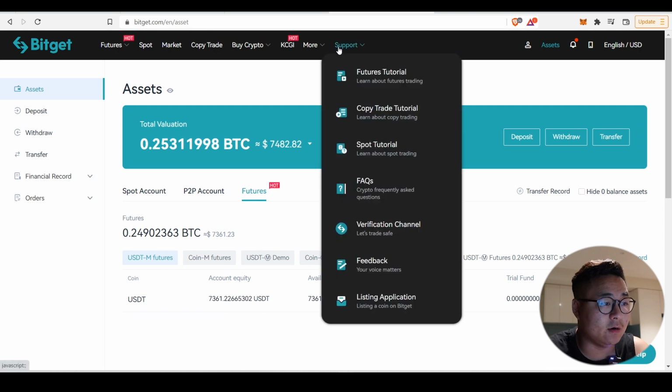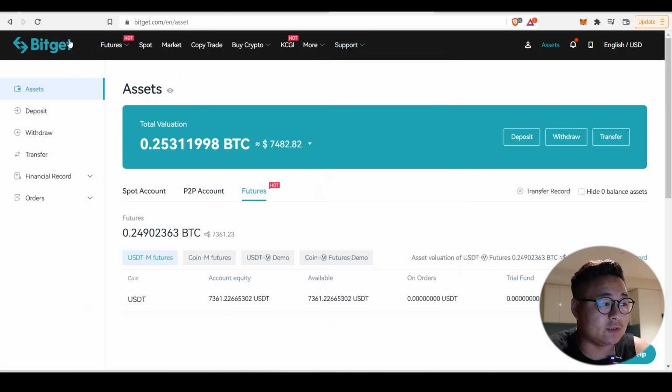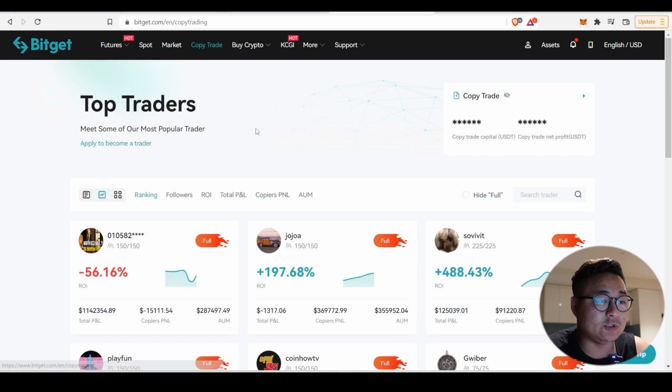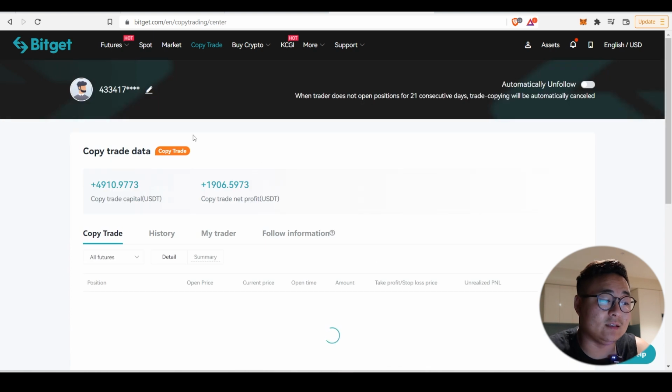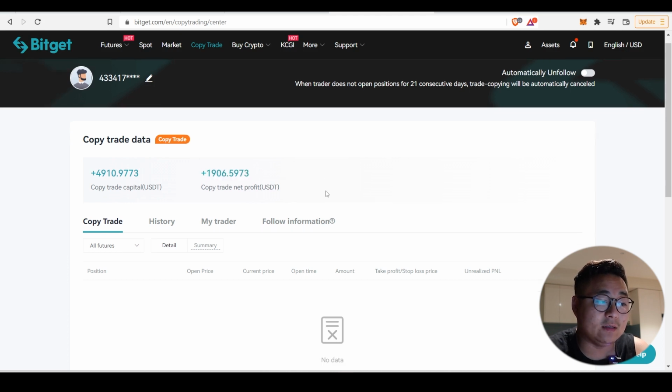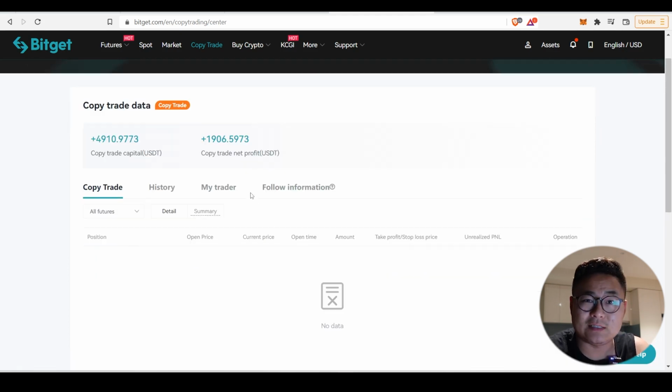If I show you my account on the copy trade, all you're going to do is press copy trade at the top. Once you're in copy trade, this button here at the top is where you're going to see where you're copying your trade. You obviously won't have anything active there at this moment because you wouldn't have had anything to copy yet. But as you can see, I've profited $1,900, and I've only been doing this for about 10 days or so. So I'd say that's pretty good.